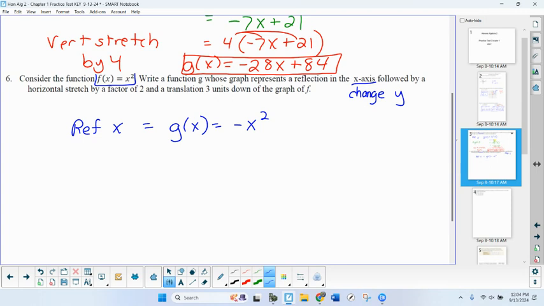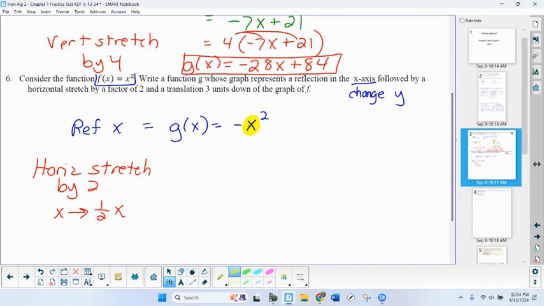Now you're going to do a horizontal stretch by 2. What do you do when you do a horizontal stretch by 2? Multiply x by 1/2. Good. X gets replaced with 1/2 x. Remember, horizontal's hard. Horizontal's reciprocal. Horizontal affects only the x because it's the x coordinate. So we're going to replace, once again, just like up there, just the x gets replaced with 1/2 x.